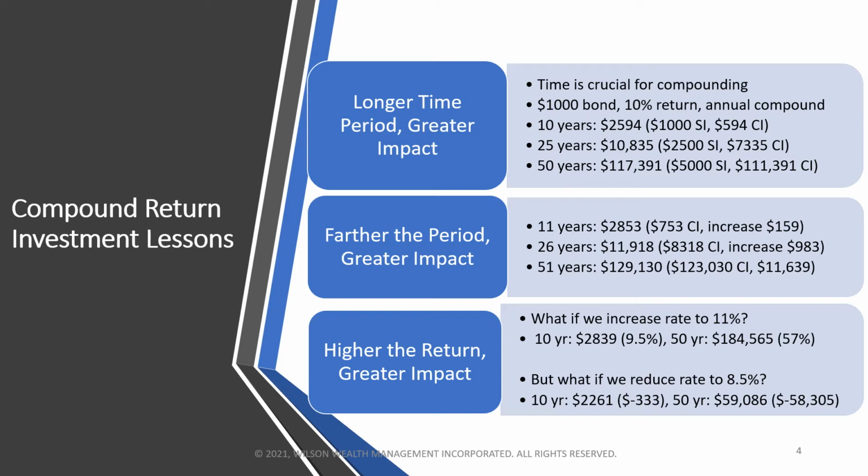And if we compare the 51st year to the 50th, we see an $11,639 increase. That's 11 times the invested principal. So the farther out the time period itself, the greater the delta, the variance, the increase over the previous year.